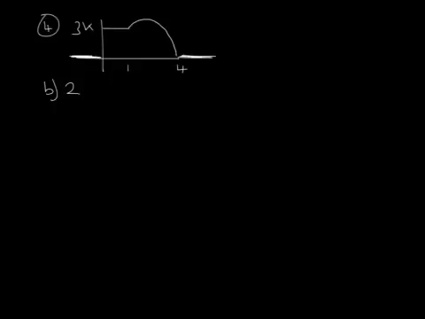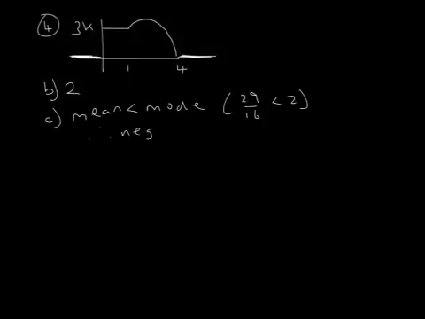It says write down, so it's got to be easy. In part C, the mean is less than the mode. 29/16 is smaller than 2, therefore there's negative skew.